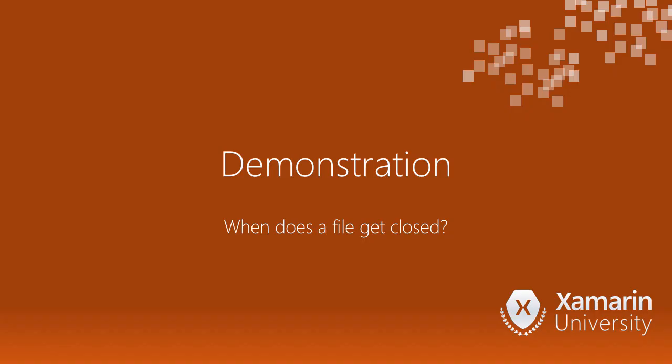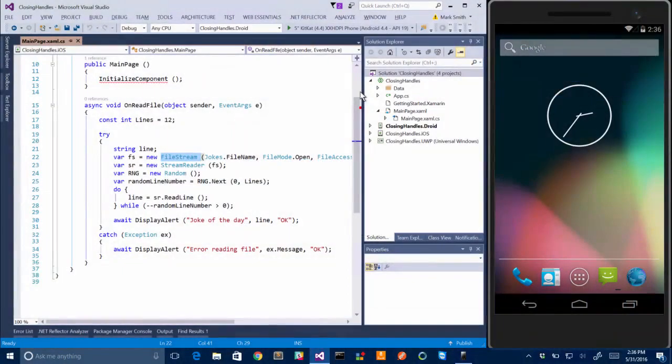Well, let's actually check this and find out. So here I am in Visual Studio, and I have a little Xamarin Forms application with Android, iOS, and UWP versions, and all three will exhibit the exact same issues. So I'm opening a file with a file stream. You can see I'm randomly reaching into that file and picking one of the lines out of it, and I'm going to display it as a joke of the day.